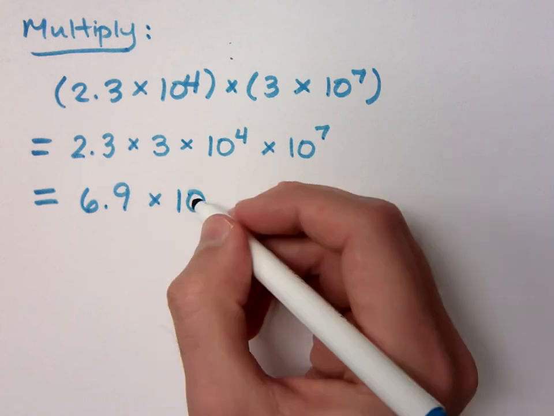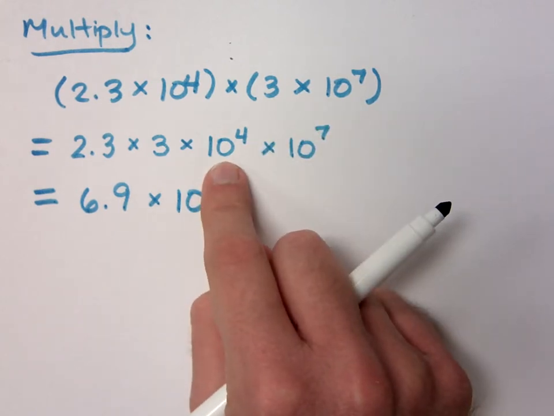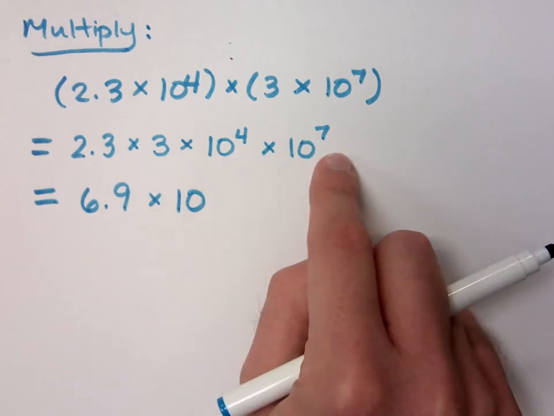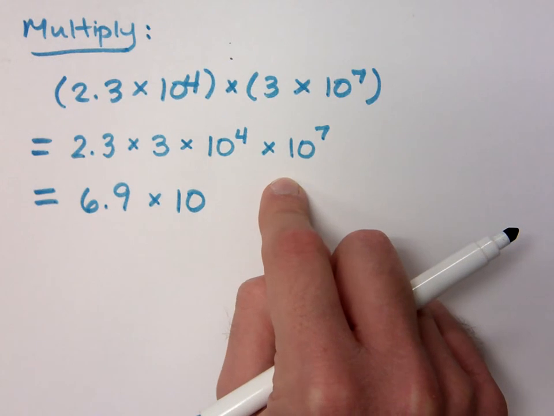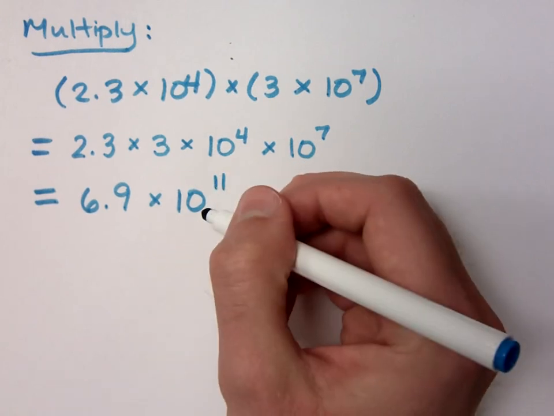Now see, this is how we make sense of this. How many factors of 10 do we have here? We have 4 factors of 10. We have 7 more factors of 10. How many factors of 10 do we have altogether? We have 11. It's still factors of 10, right?